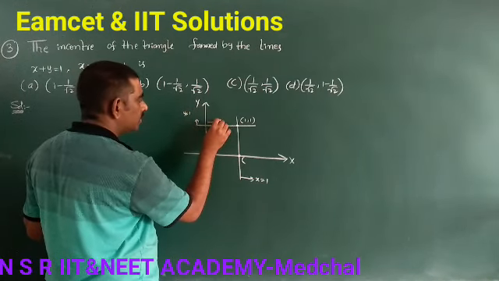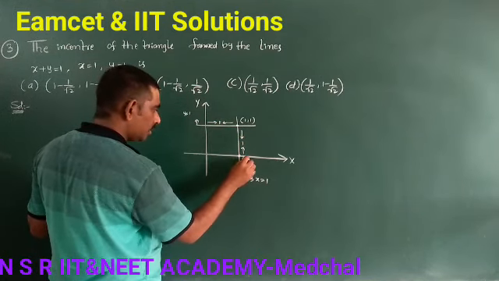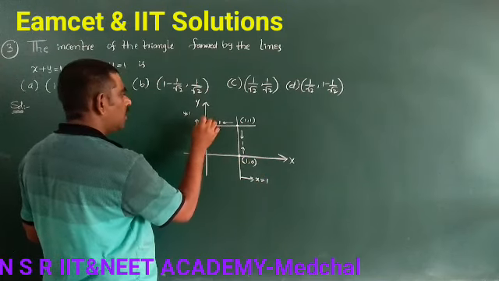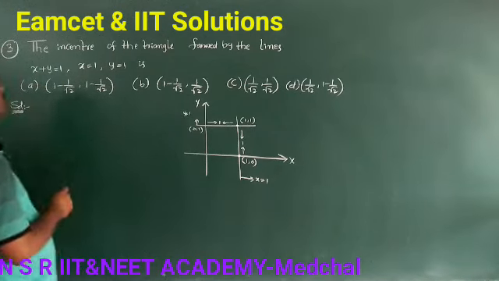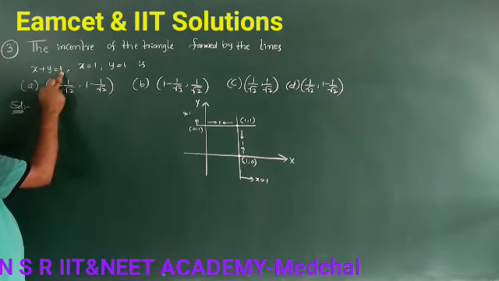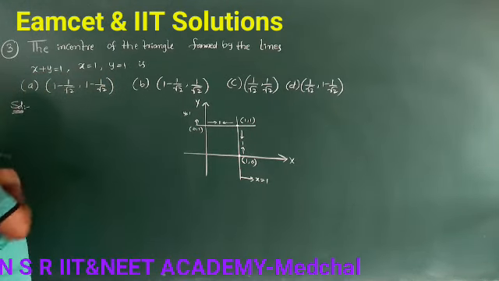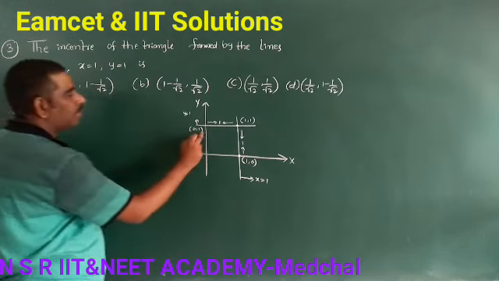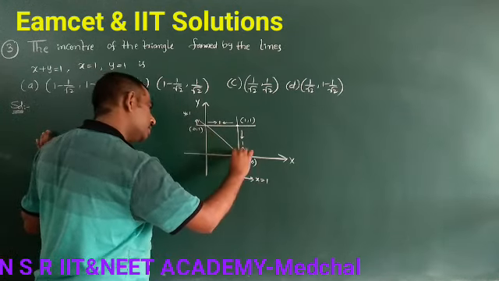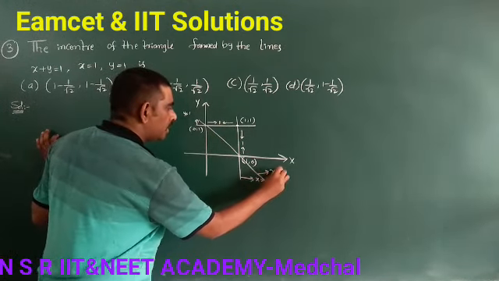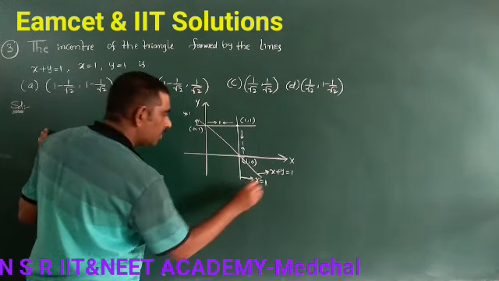Here the distance is 1, and here also the distance is 1. So, this point is (1, 0) and this point is (0, 1). And another one, the line x plus y equal to 1. If y is equal to 0, x equals 1, so we get the point (1, 0), and if x is equal to 0, y equals 1, so we get the point (0, 1). So x plus y equal to 1 passes through these 2 points. This one is the x plus y equal to 1 line, and this one is the x equal to 1 line.